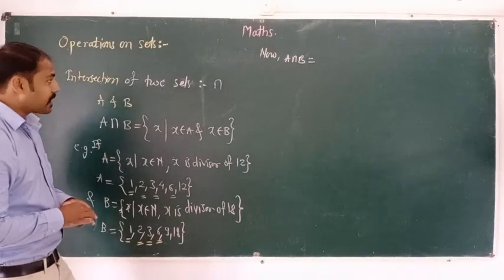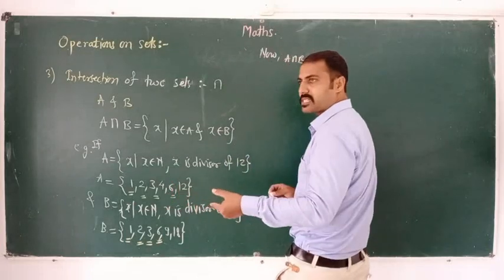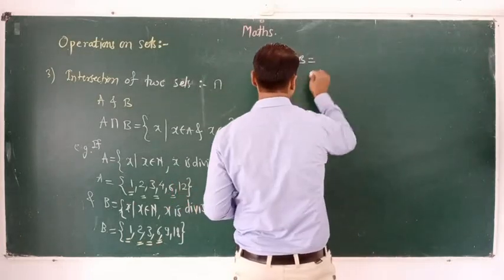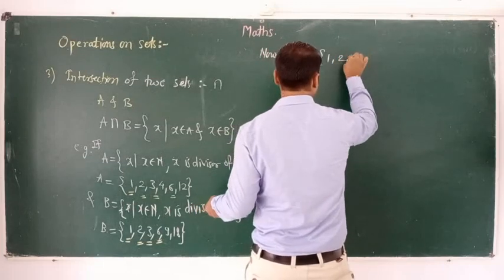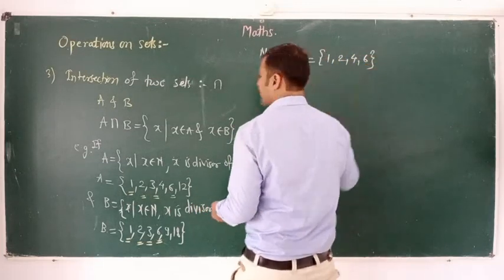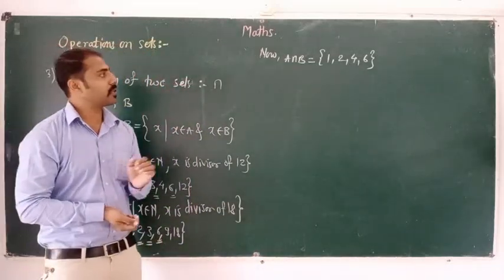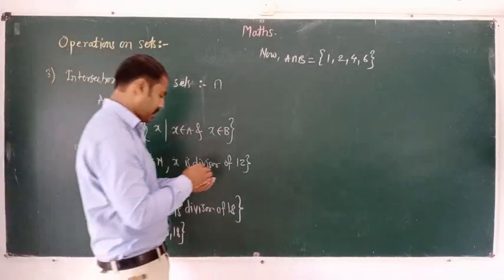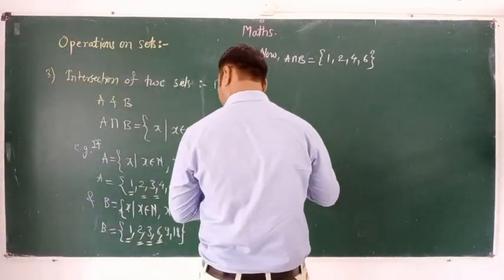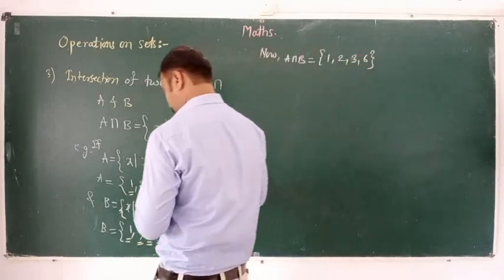So A intersection B is a set of common elements in N. Common elements means a set of 1, 2, 4 and 6, which is nothing but A intersection B. 1, 2, 3 and 6. Sorry, not 1, 2, 4 and 6, but 1, 2, 3 and 6.